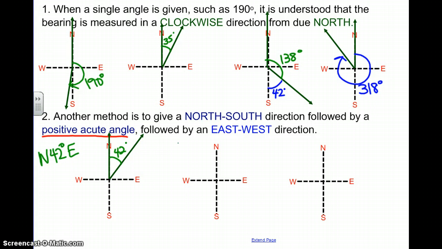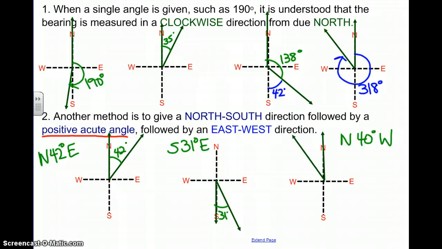Okay, let's try south 31 degrees east. So this time I'm facing south and I'm opening up to the right 31 degrees. And we could also do north 40 degrees west. So north, and now we're opening up in a westward direction 40 degrees.